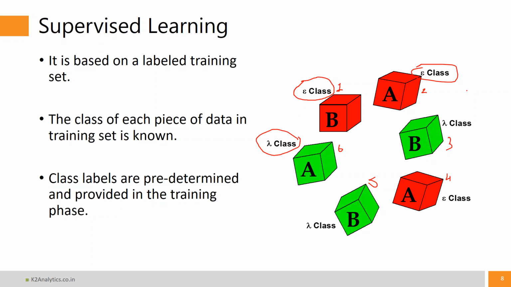Here it is clear that you are trying to establish a relation between the class, the label, and the attributes, and which you are getting. Make sense? So this is called a supervised learning technique. This is called supervised learning.